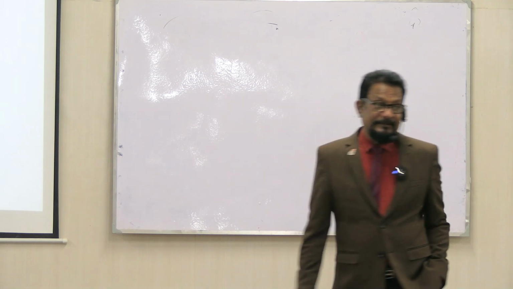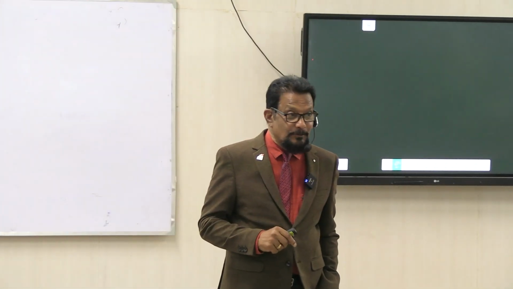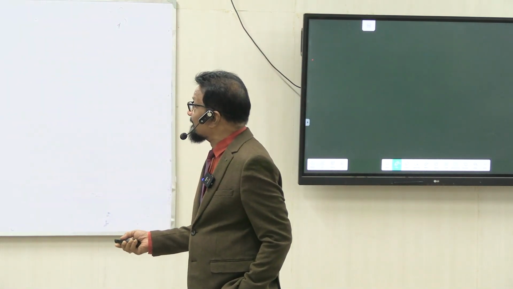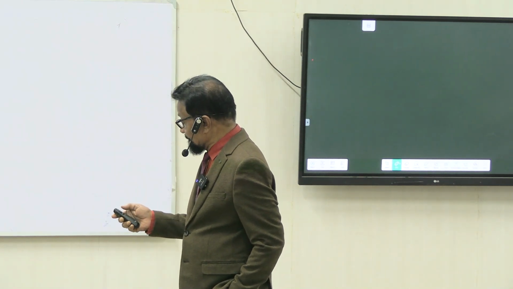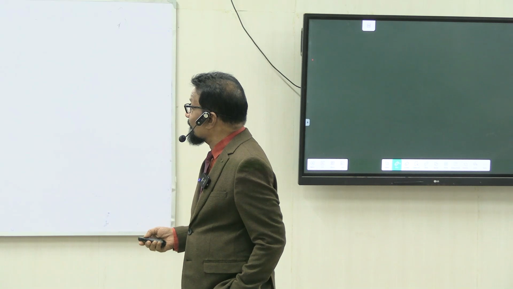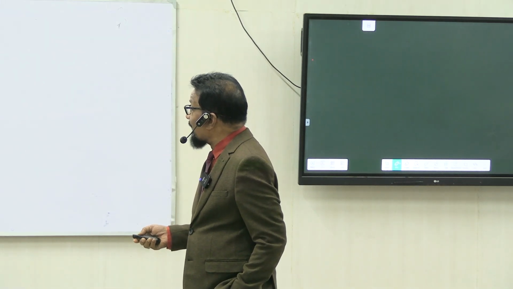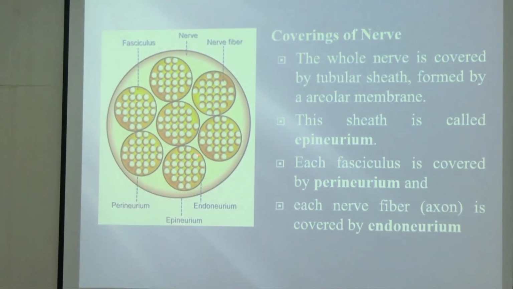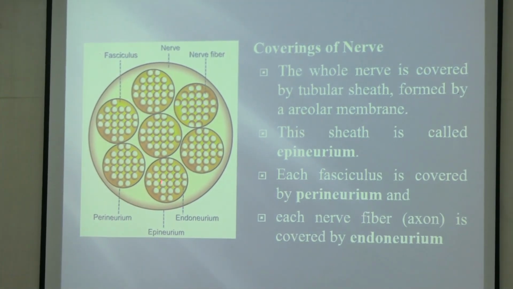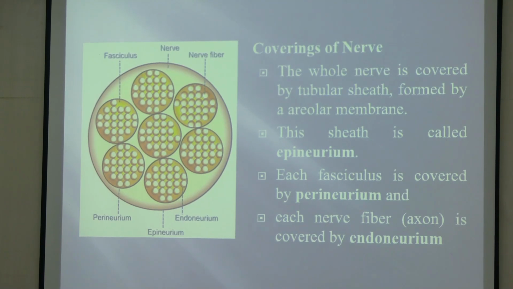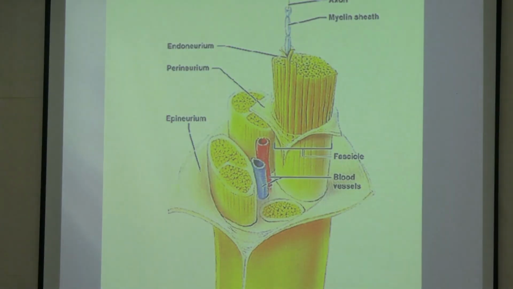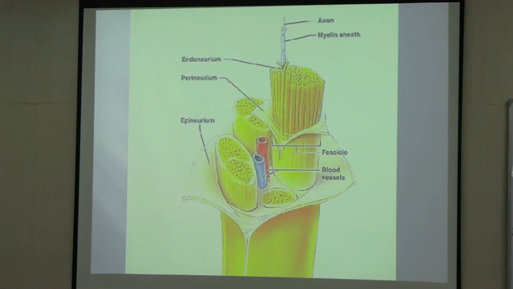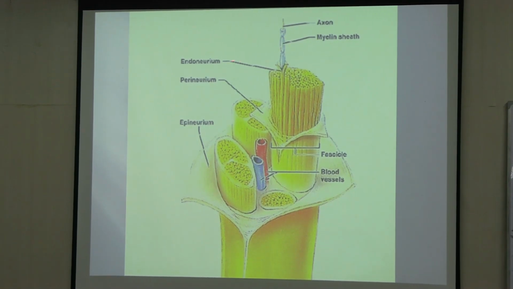The endoneurium is intact. I have explained what endoneurium is. Again, I am coming back. This is the perineurium. The covering of each fiber is the endoneurium. So this is the endoneurium: over the myelin sheath, there is another layer of sheath. This is called endoneurium.